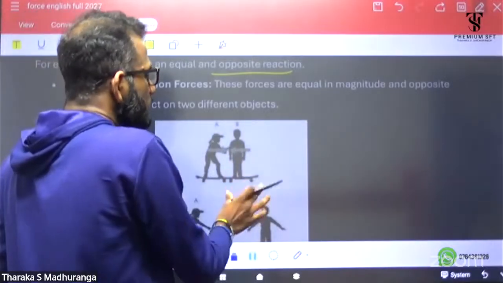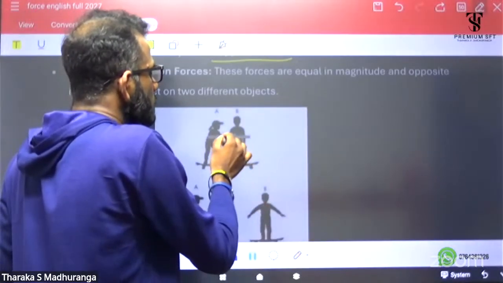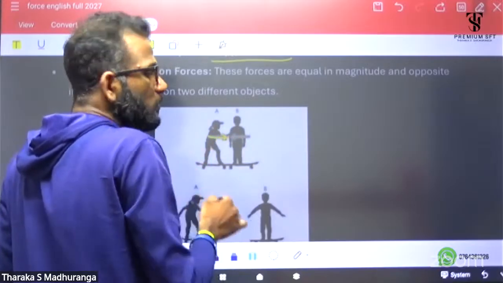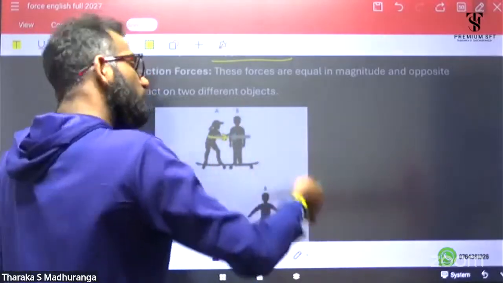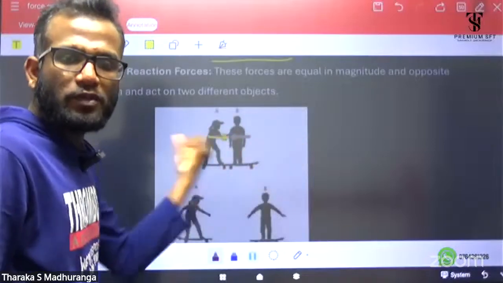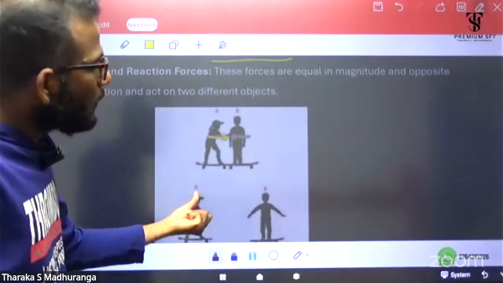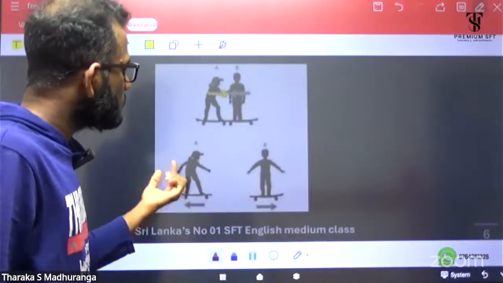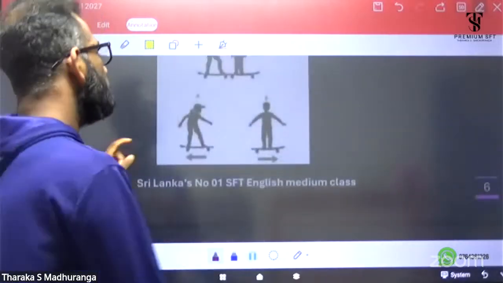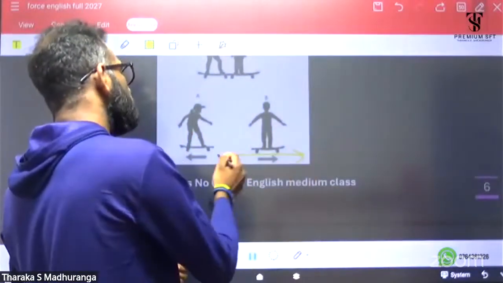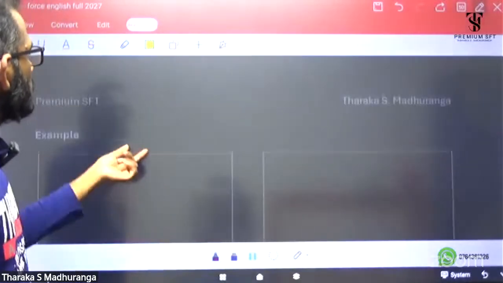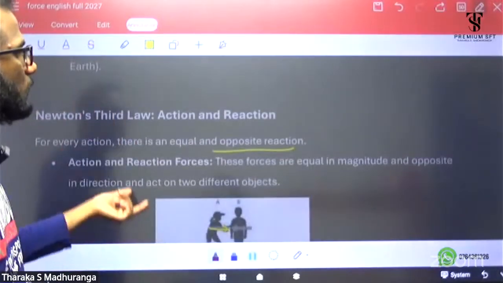Okay, here are the examples. Think of this child pushing the child on the right side. Then what happened? Both students move in opposite directions. Every action has a reaction. See, this action has a reaction, with the same magnitude and opposite in direction.